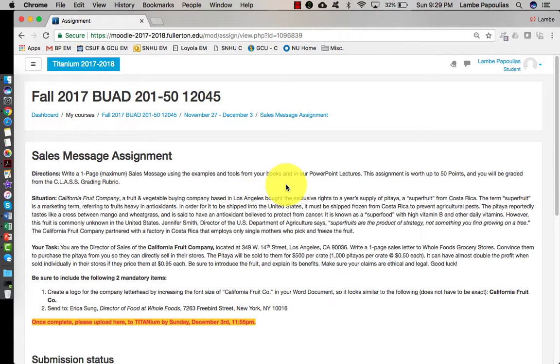The pitaya will be sold to them for $500 per crate, and it's 1,000 pitayas per crate at 50 cents each. It can have almost double the profit when sold individually in their stores if they price them at 95 cents each. So be sure to introduce the fruit, explain its benefits, and make sure your claims are ethical and legal. And then be sure to include the following 2 mandatory items.